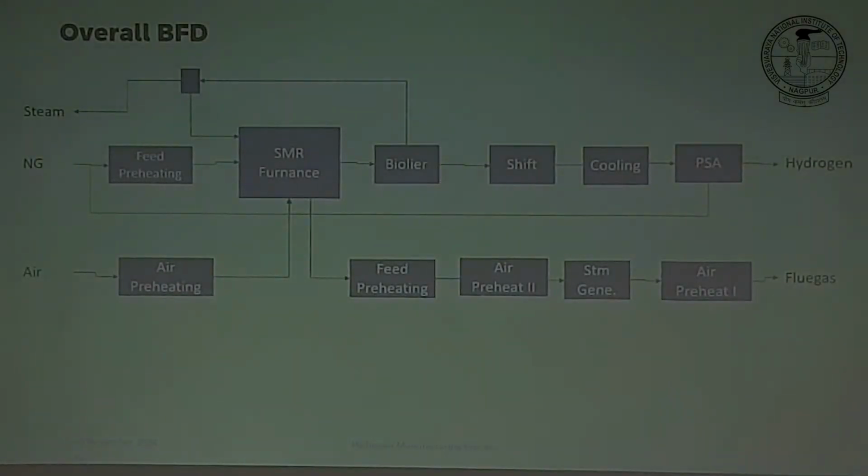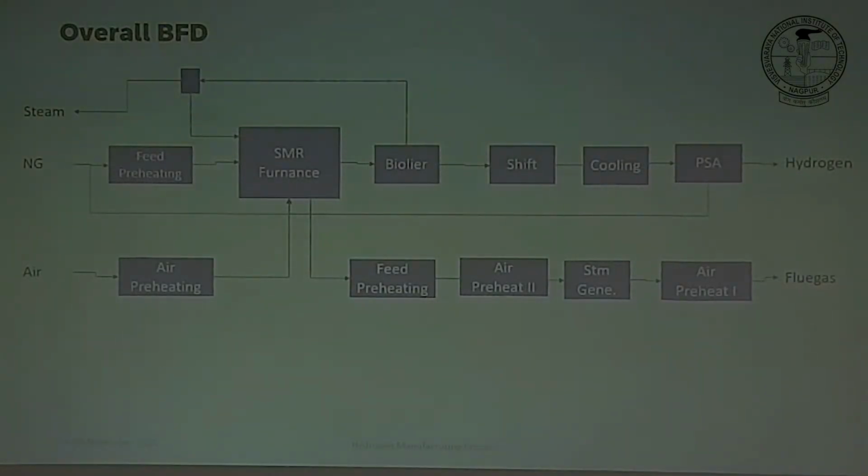So that's how the overall block flow diagram looks. We have natural gas coming in at 30 degrees. We preheat it to 360 using product gas, further to 650 using flue gas. The 650 degree natural gas together with steam goes to the reactor, right?